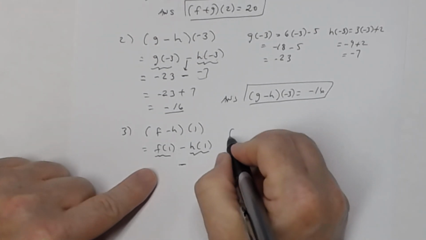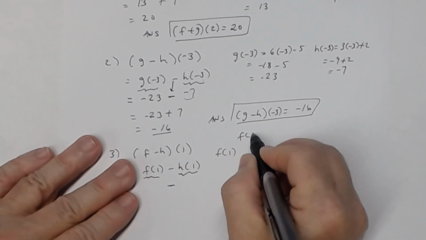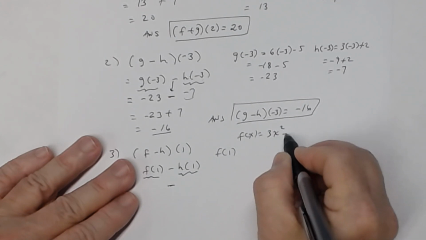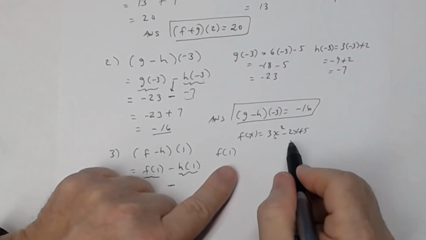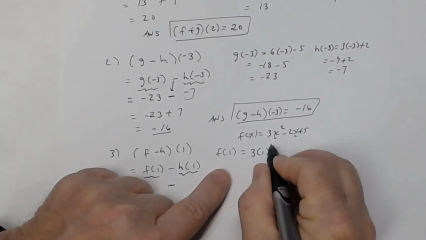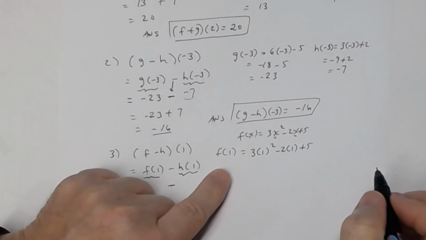So let's figure out what f of 1 is. To find f of 1, you go to your function f. Here's my function f, I'm going to rewrite it here. You get 3x squared minus 2x plus 5. Wherever you see the variable x, I'm going to substitute 1. So this becomes 3 times 1 squared minus 2 times 1 plus 5.